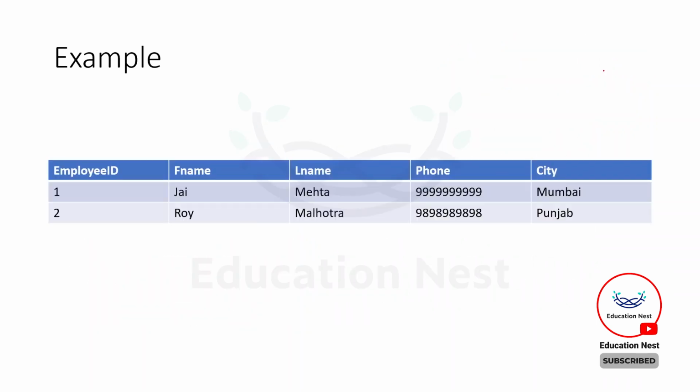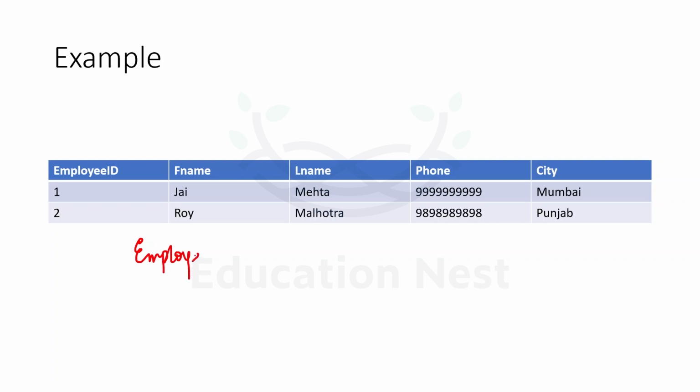So these are the core components. We can already see it here. We have this employee table, so employee is our table. How many attributes do we have here? 5 attributes: employee ID, first name, last name, phone, city. And we have 2 items here. So items are nothing but a collection of attributes, and a table is nothing but a collection of items and attributes.